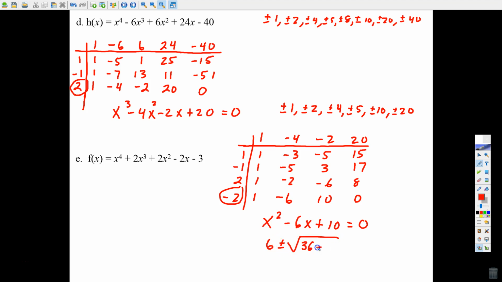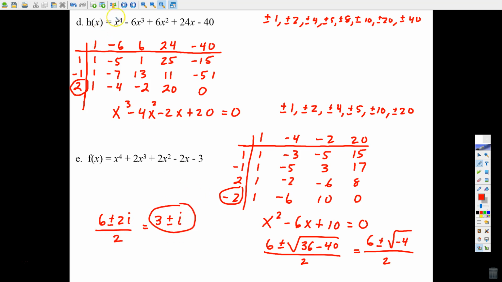Opposite of b plus minus the square root of b squared minus 4 times 1 times 10, all over 2. 6 plus minus, this is the square root of negative 4, all over 2. Let's come over here. 6 plus minus 2i over 2. And now we can divide 2 into these, and that's 3 plus minus i. So we needed to find 4 roots, and we did. 3 plus i, 3 minus i, negative 2, and positive 2.